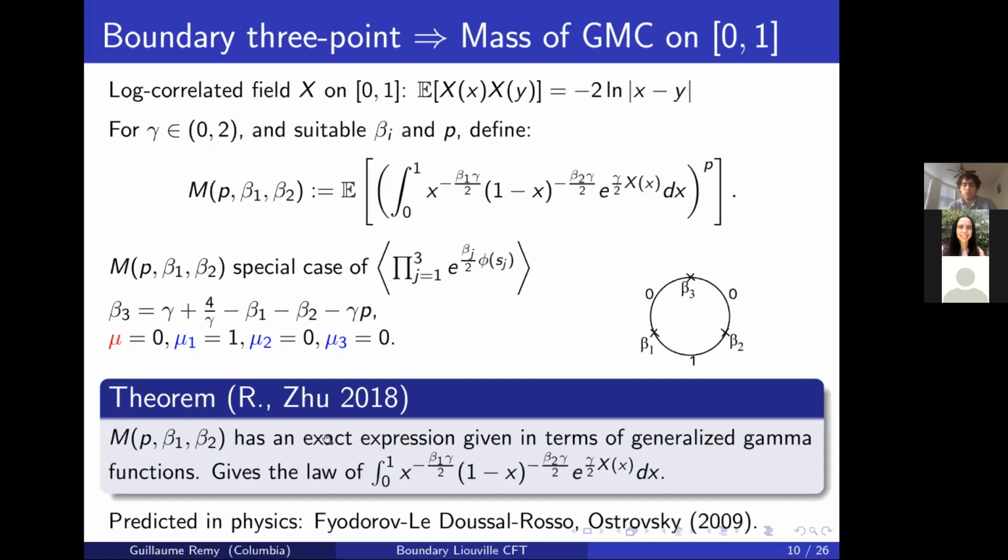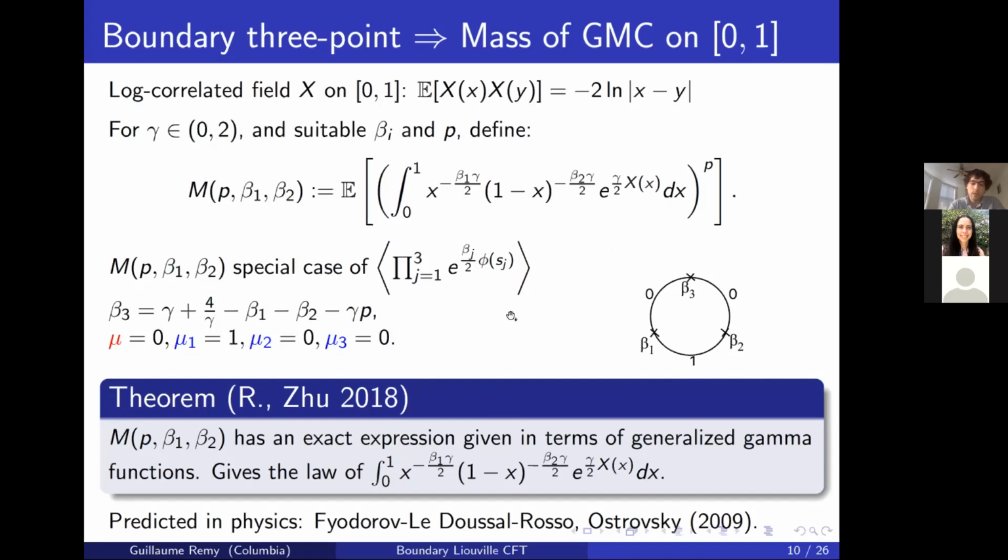And our result proves an exact formula for this capital M, which also then gives the law of this total mass of the GMC on the unit interval with some weights. We actually prove this result just by implementing the proof strategy of CFT, before we realized this connection. But it is so.